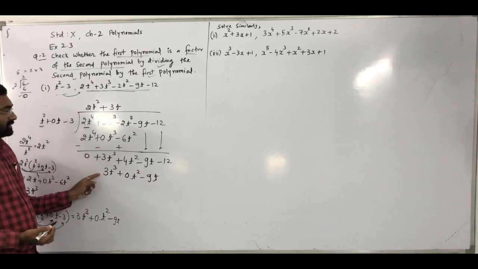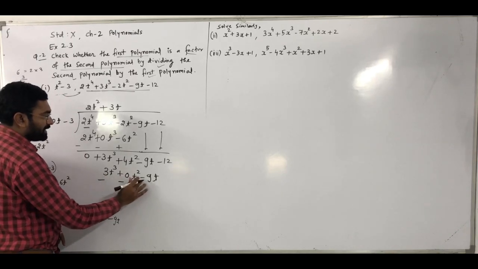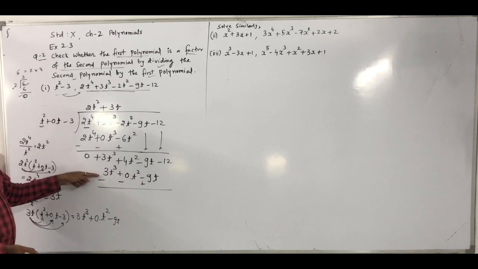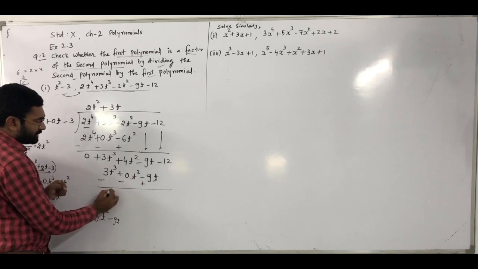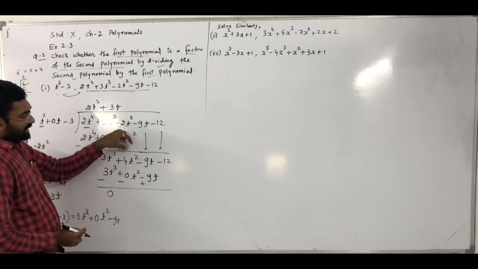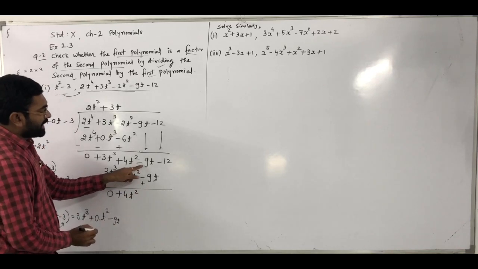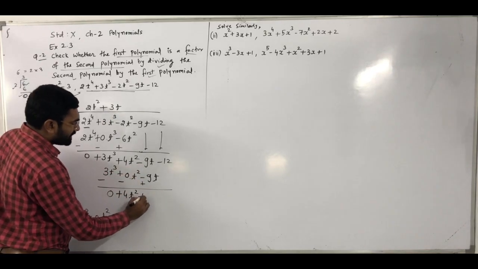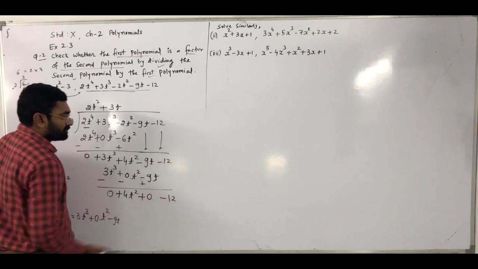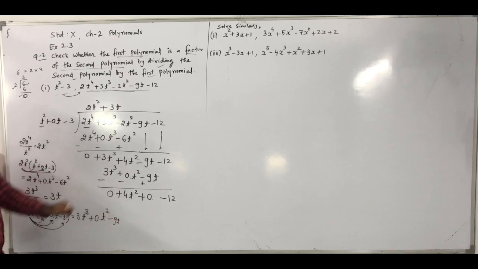Now all three terms' signs we have to change. Plus becomes minus, plus becomes minus, minus becomes plus. Right? So 3t cube minus 3t, we have to add them, so it becomes 0. Now that term is already 0 into t square, which means 0, and so we get plus 4t square. Now minus 90 plus 90 becomes 0, right? And minus 12.